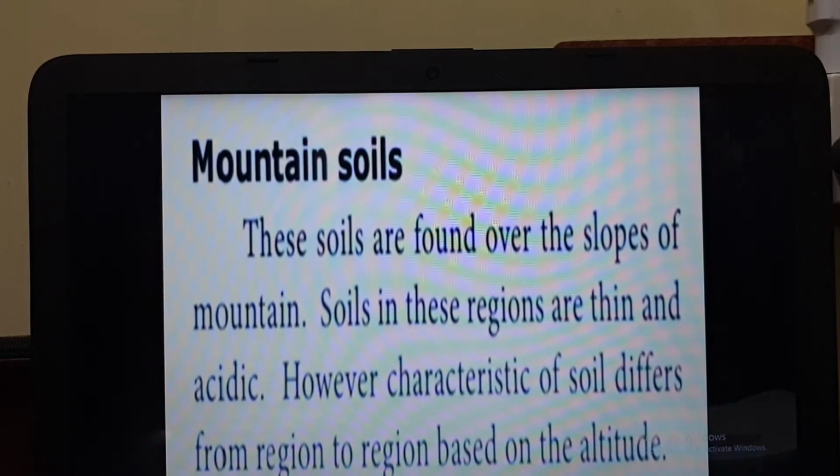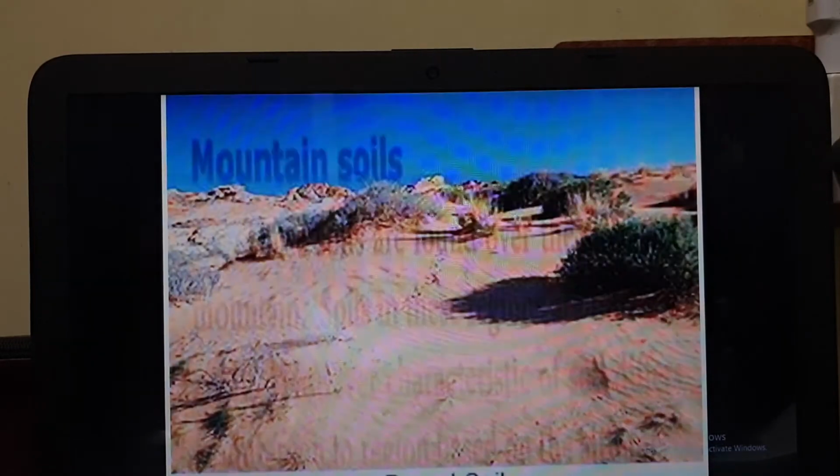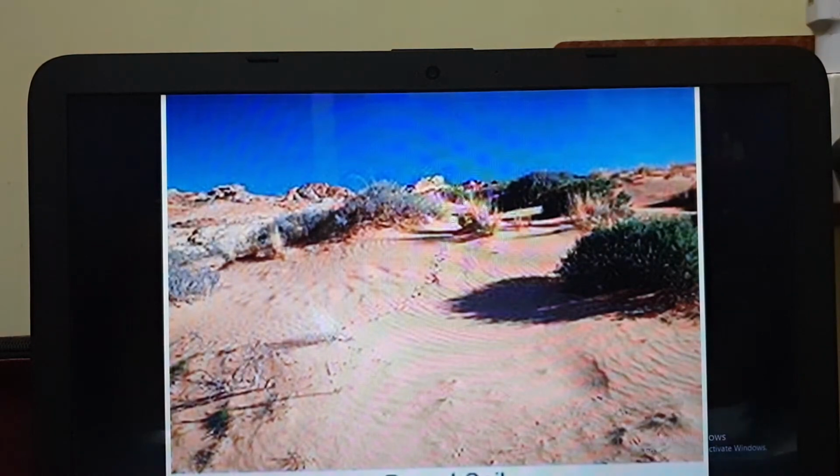Soils in these regions are thin and acidic. These kinds of soils will be very thin and acidic in nature. However, the characteristics of soil differ from region to region based on their altitude. Okay, next one is desert soil.